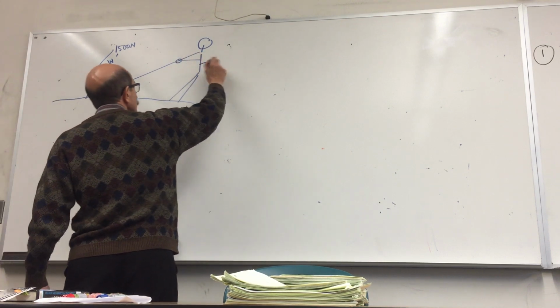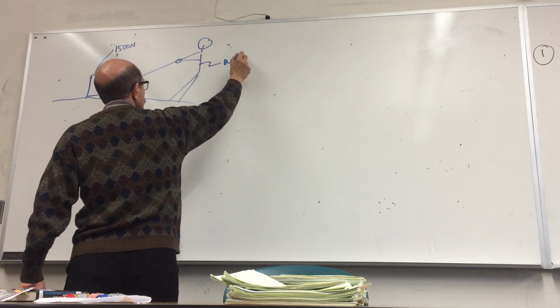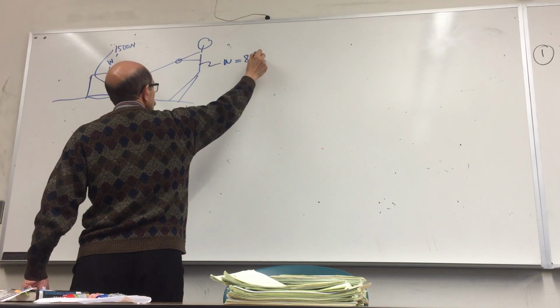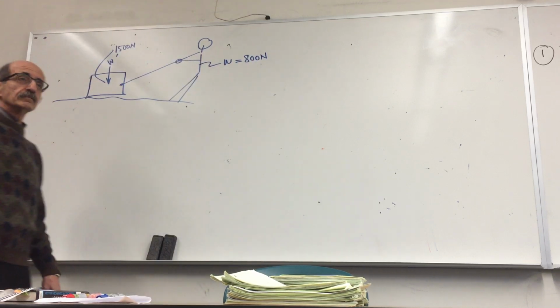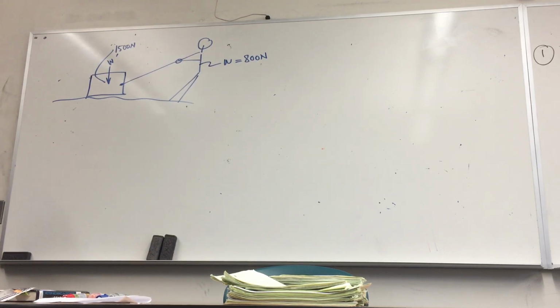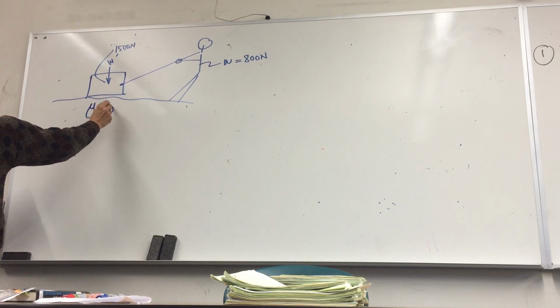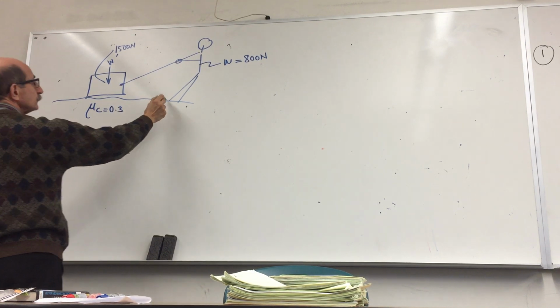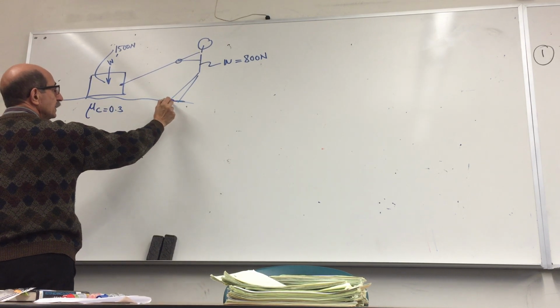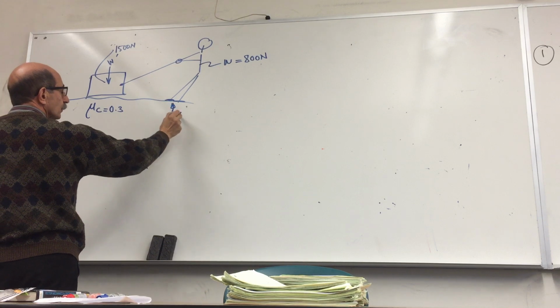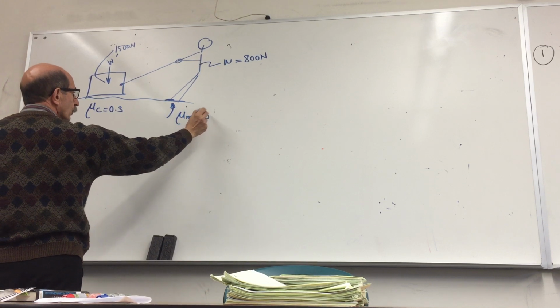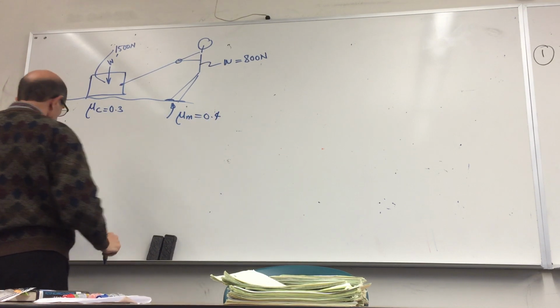This guy weighs 800 Newton, about 80 kilograms. Okay. Coefficient of friction here, coefficient of friction at C is given as 0.3. Coefficient of friction between this guy's shoes and the ground, so I call it M, is 0.4.